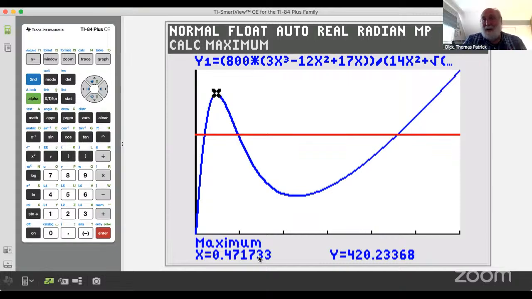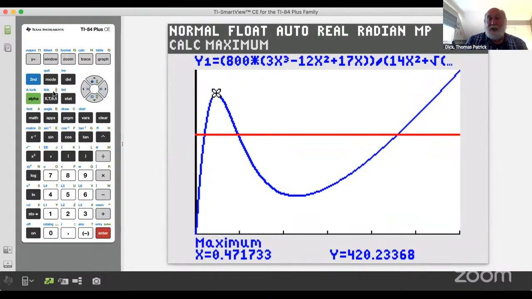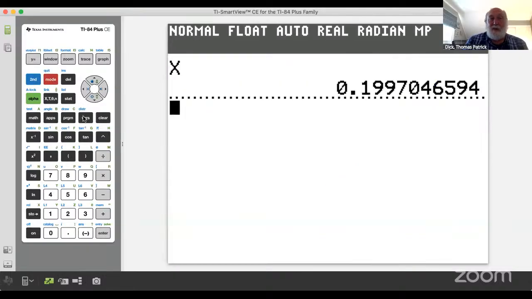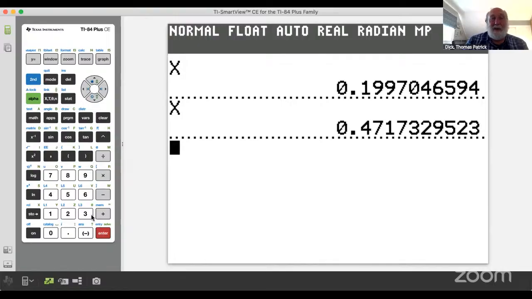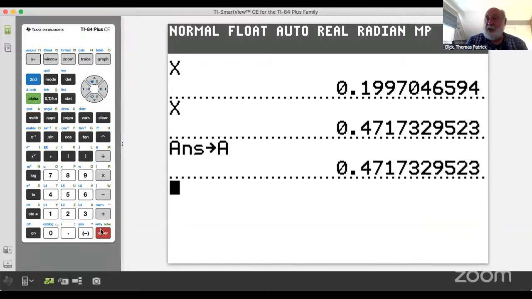Now, we actually want to look at the difference in time. That's a time value, and the time where it hits this minimum over here. So I do want to store that value of X away. So let me quit off the graph screen, pull up the X. There it is. And let's store that in A. Okay, now it's safely stored away.